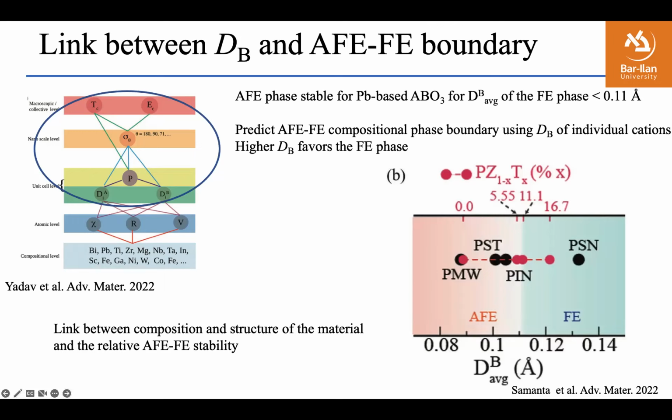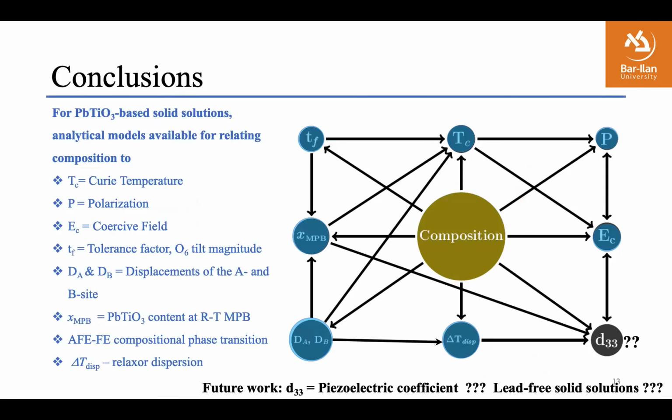So this is the DFT calculated average displacement, and these are different systems known to be either anti-ferroelectric or ferroelectric. And there's a dividing line, and PZT is right over here, in the different compositions. And now we can say whether something is going to be anti-ferroelectric or ferroelectric just based on the simple local criteria.